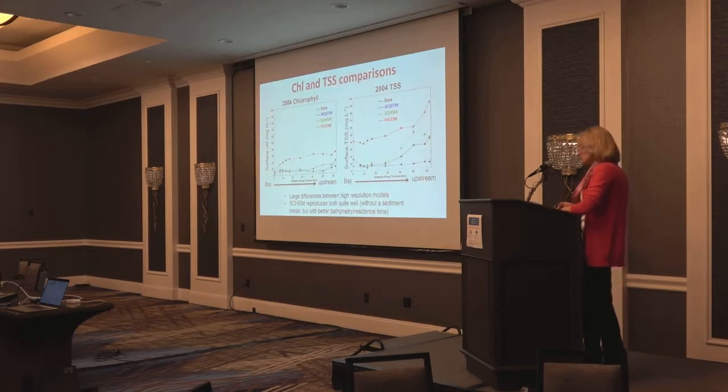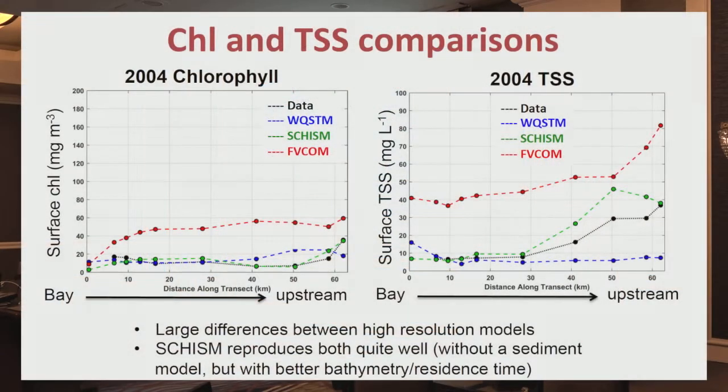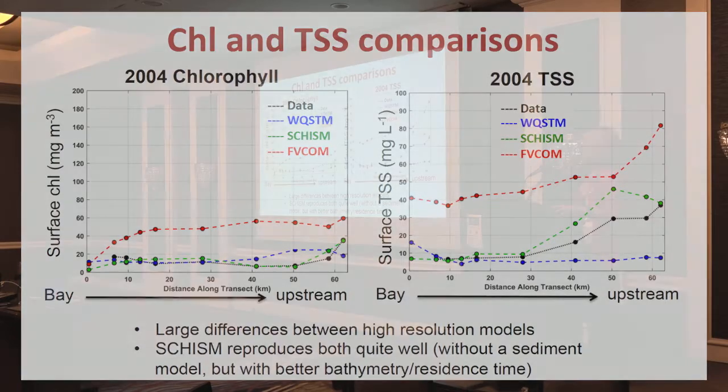So I've talked a lot about oxygen. We also looked quite a bit at chlorophyll and TSS. Here on the left, I have an example of a transect for chlorophyll, and on the right, a transect for total suspended solids. And generally here, I think that you can see that we get really quite a big difference between the models for both of these variables, both chlorophyll and TSS.